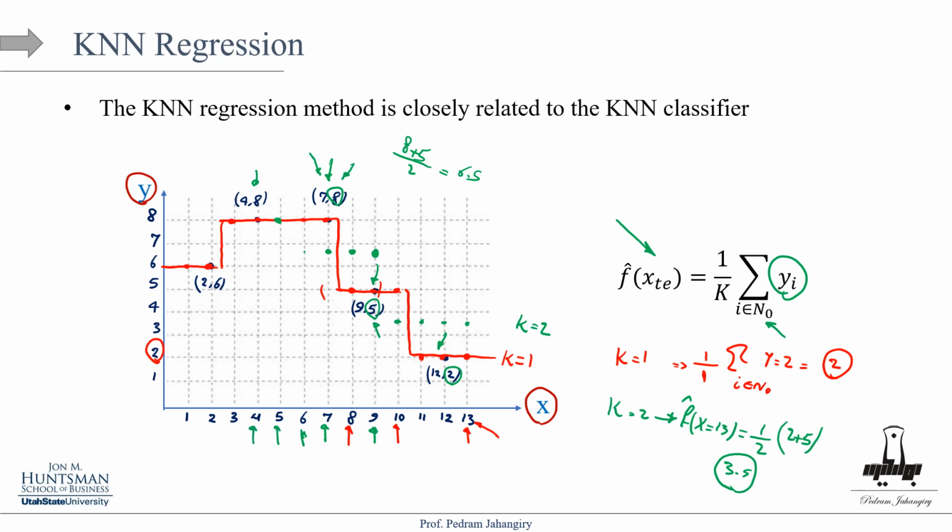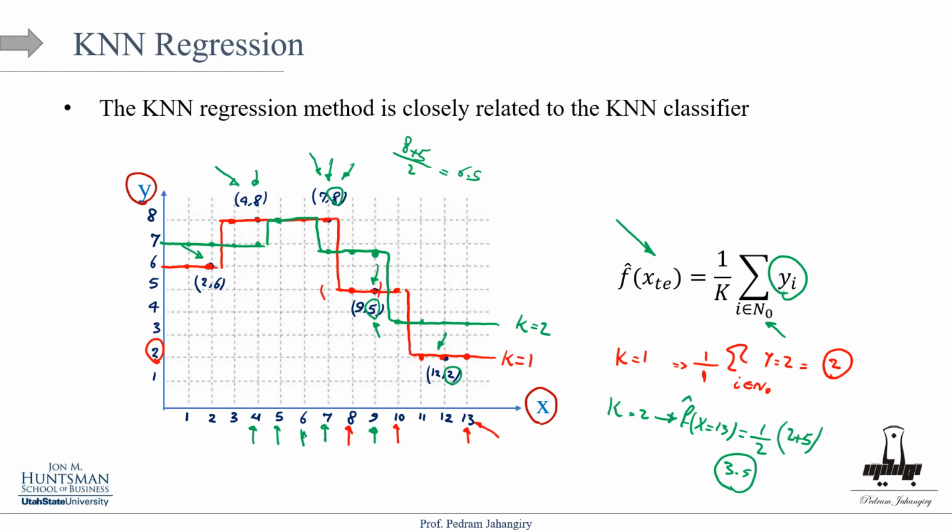Let's look at x is equal to 4. For x is equal to 4, the closest observations are going to be this one and this one. So it's going to be 8 plus 6 divided by 2. So the answer is 7. So we come down here. So 7, 7. I think we're going to remain here for the rest of them, right? So when k is equal to 2, we get something like this. And then here we went up, and then we came down. So this is for k is equal to 2, right?